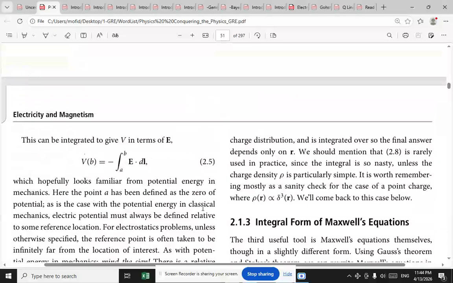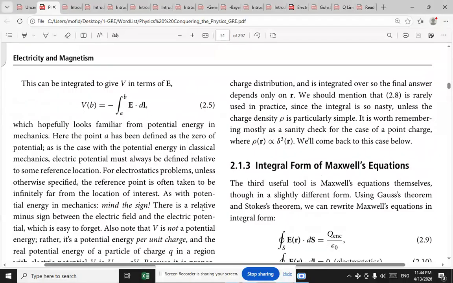We should mention that 2.8 is rarely used in practice since the integral is so nasty, unless the charge density rho is particularly simple. It is worth remembering mostly as a sanity check for the case of a point charge, where rho(r) is equal to delta cubed of r. We will come back to this case below.